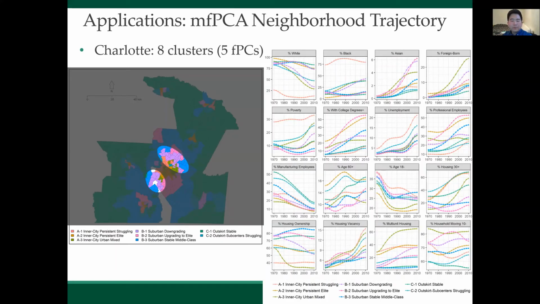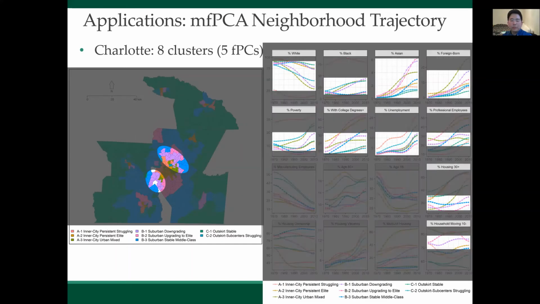And the other purple-colored neighborhood shows very different patterns. We can see a fast decline in the white population and a rise in the Black population, and that shows a white flight phenomenon very significantly. With this change, socioeconomic status has declined slowly to a middle level, which shows suburban changes to middle-class neighborhoods.